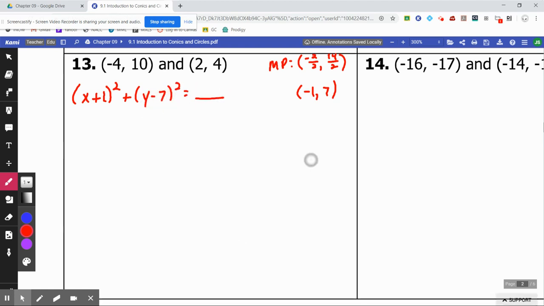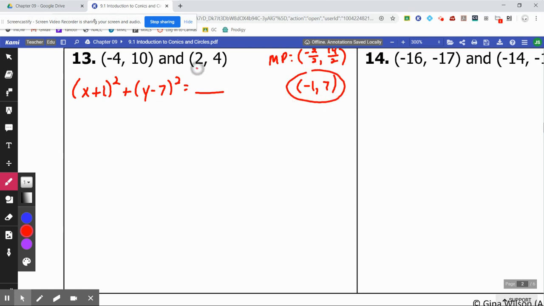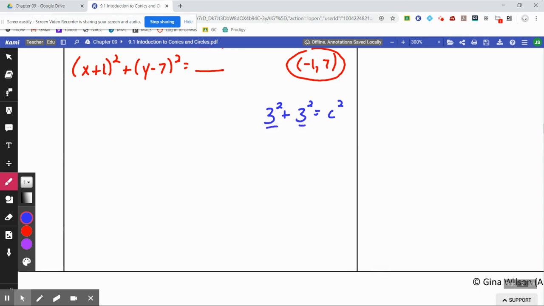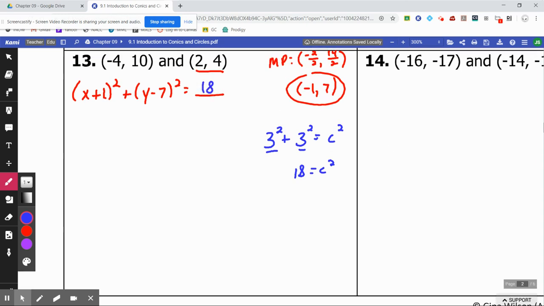So now we need the radius. The radius is the distance from here to either outside point. So the distance from 2 to -1 would be 3. The distance from 4 to 7 would also be 3. If you remember back in geometry, this would be a 45, 45, 90. So our hypotenuse here should be 3 root 2, if you remember that shortcut. Or again, you can do Pythagorean theorem, 9 plus 9, that's 18 equals c squared. So c would be root 18, which is that 3 root 2. But all we need is the 18 because that's our radius squared.